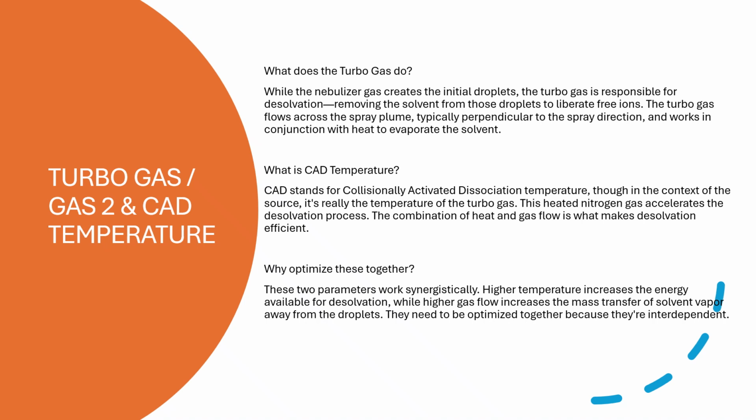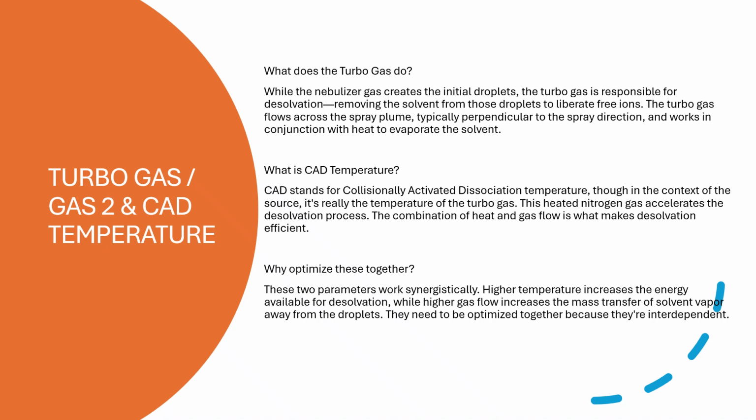So you can start with moderate settings, for example 50 for turbo gas and 450 for temperature. Fix the temperature and optimize turbo gas first. Then fix the turbo gas and optimize temperature. You may need to iterate once more for fine tuning.